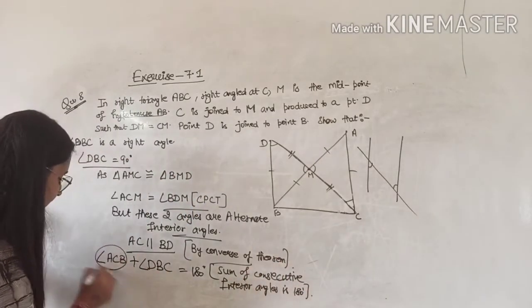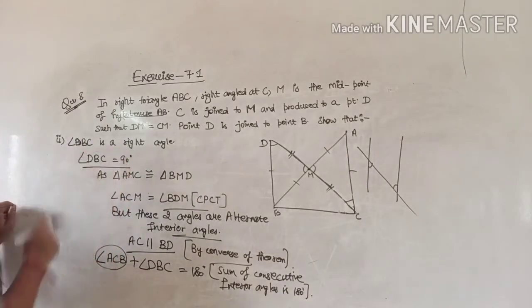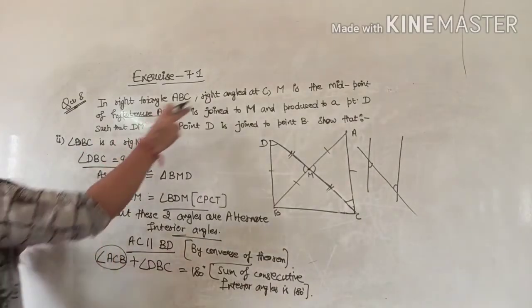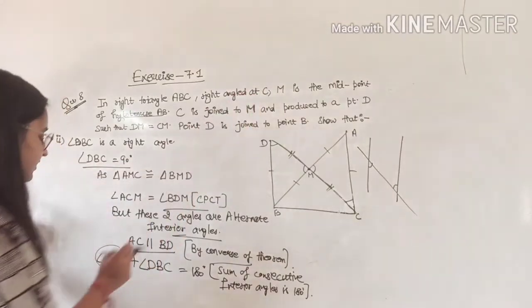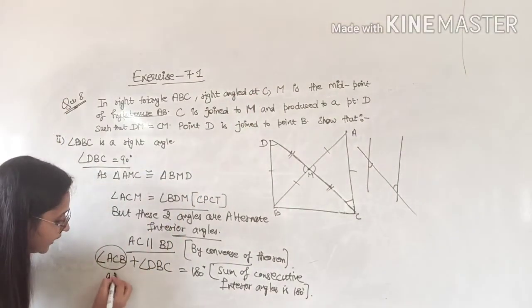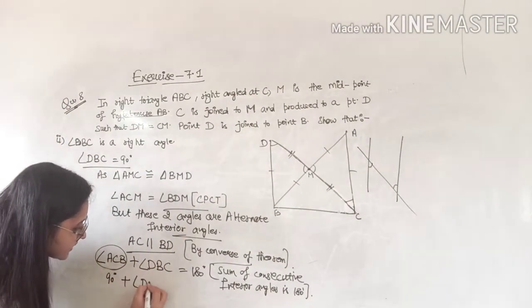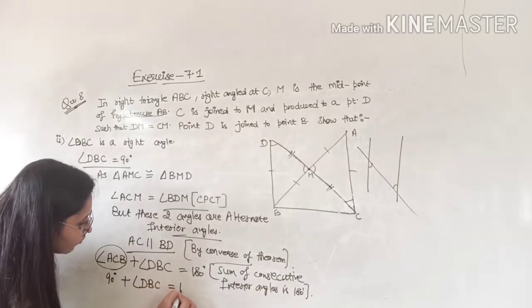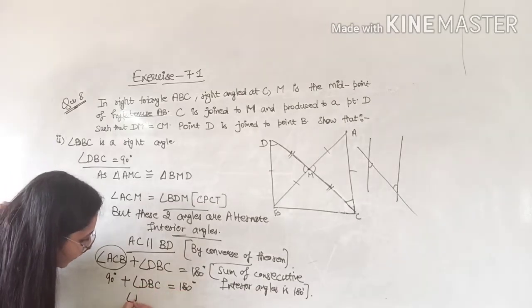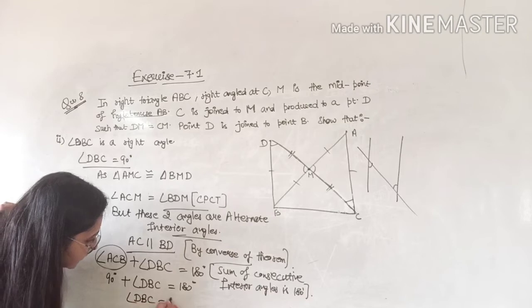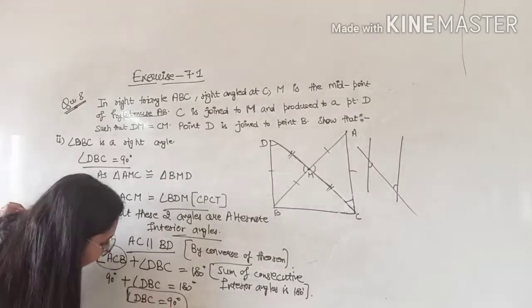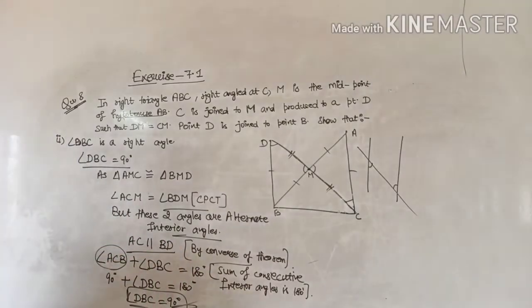Now what is angle ACB? ACB is already given to be 90 degrees, a right angle at C. So 90 degrees plus angle DBC is equal to 180 degrees. So from here you can write angle DBC is equal to 90 degrees. And this was the thing that you have to prove.